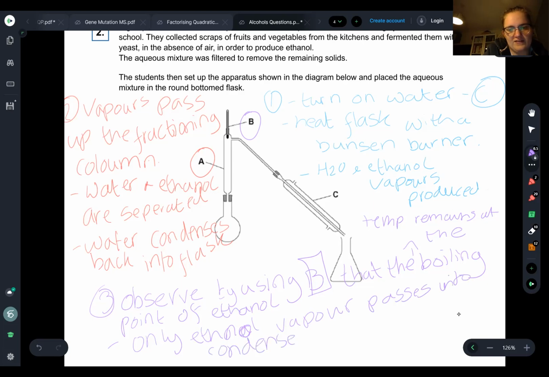Our condenser obviously is C, so then we've included C again. And the condenser cools the vapors.